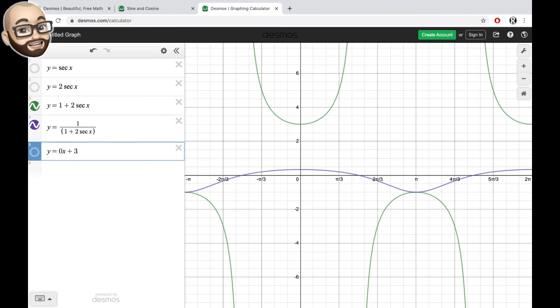The question said, state the smallest positive values where these occur. So the minimum point would be the pi, minus 1 coordinate, and for the maximum, 0 isn't positive, so you would have to use the 2 pi, 1/3 coordinate. So your answer for part C is the minimum happens at pi, minus 1, and the maximum happens at 2 pi, 1/3.